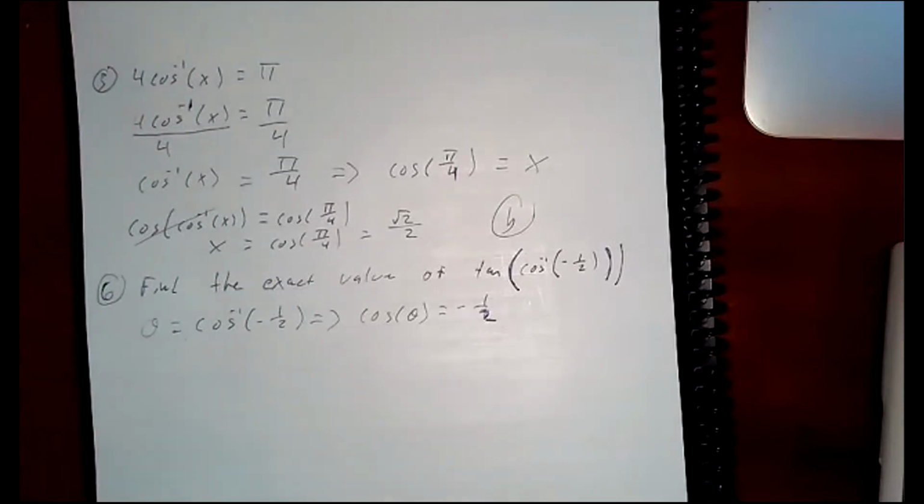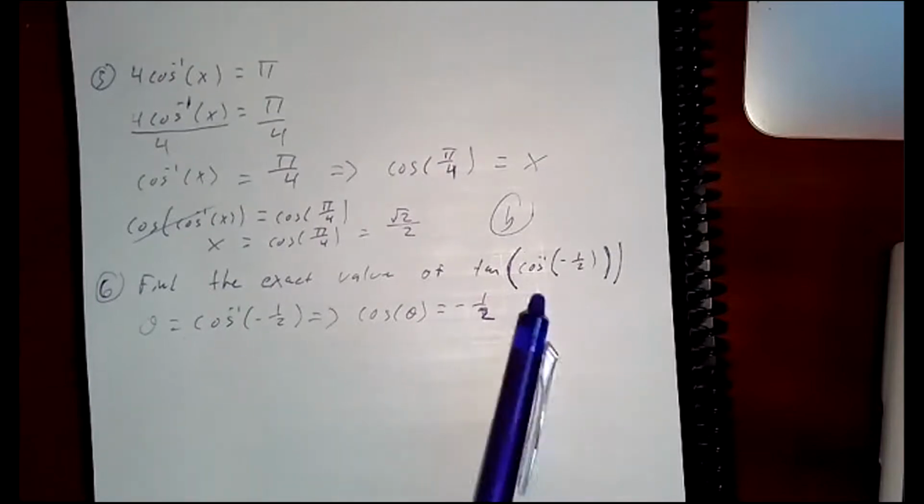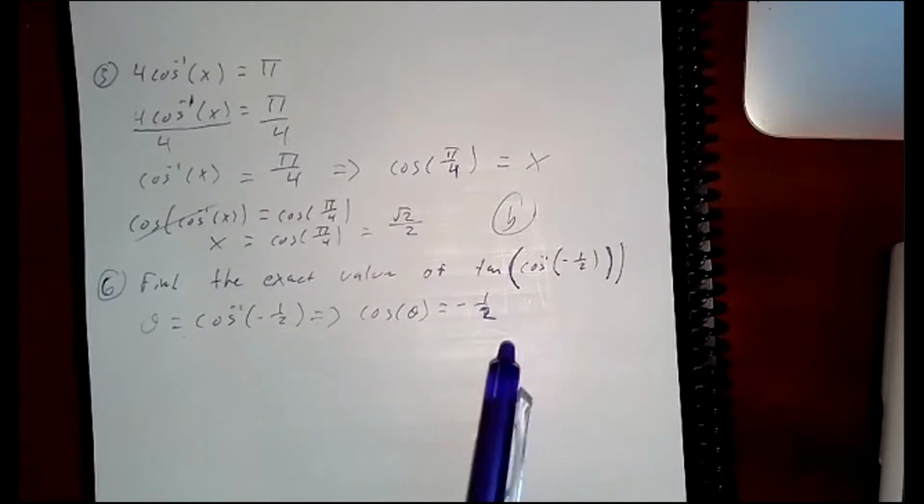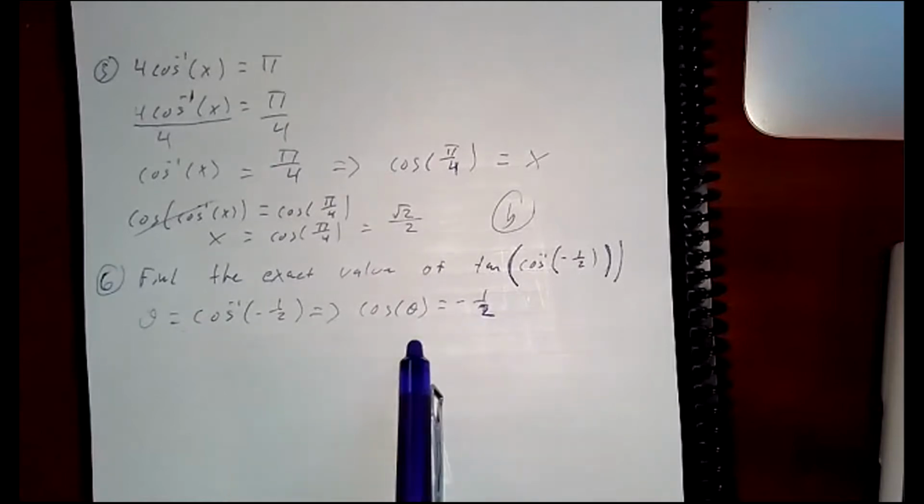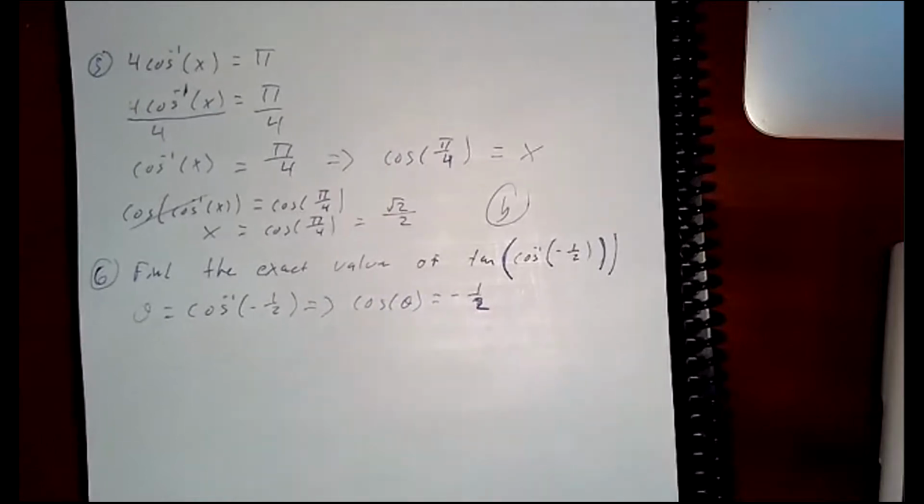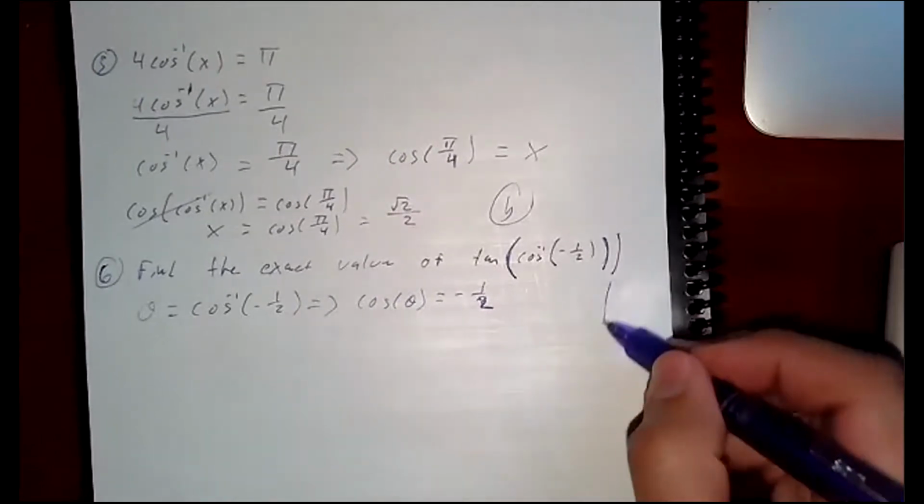No. They did not mention anything about quadrants, but that's all right. Cosine inverse is usually defined between the top half of the circle, quadrant 1 and 2. Cosine is negative in quadrant 2, so I'm going to make the assumption that this is all quadrant 2. Okay, so let's build our triangle here.